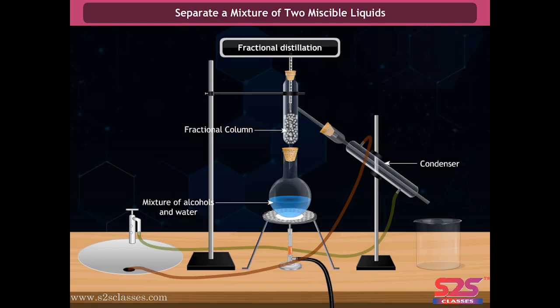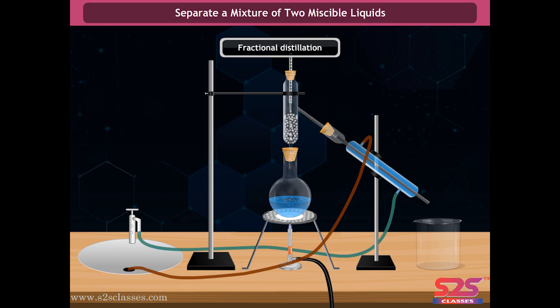Fractional distillation. Fractional distillation is used to separate two or more immiscible liquids in a mixture having a temperature difference of 25 Kelvin. Take a mixture of alcohol and water in a flask as shown here. Heat the mixture and observe.